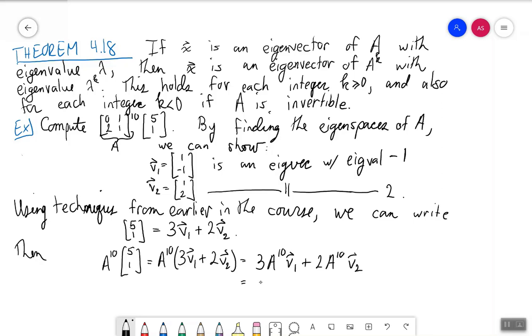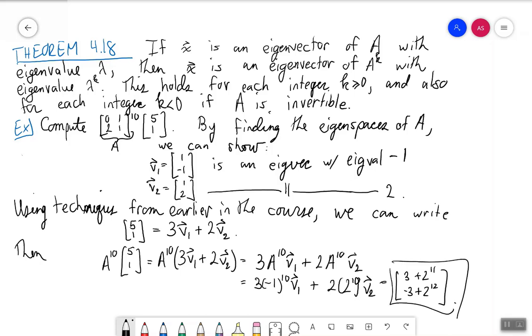which is 3 times (-1) to the 10th v1 plus 2 times 2 to the 10th power v2, which, plugging back in what we have for v1 and v2, is equal to (3 plus 2 to the 11th, -3 plus 2 to the 12th). Now, it might not have seemed that great of an improvement when we're just raising to the 10th power. But say we're raising to the 100th power, to the millionth power. This is much quicker.